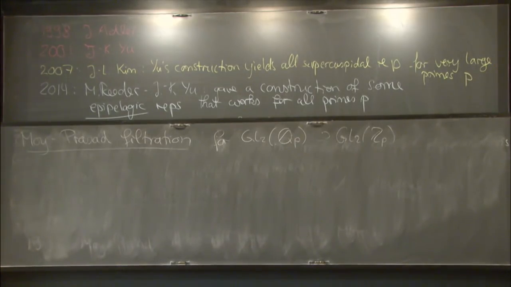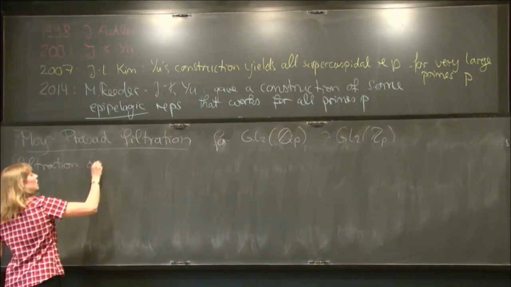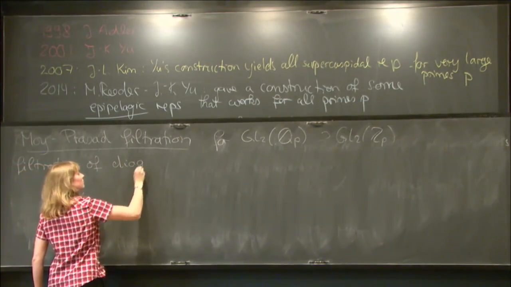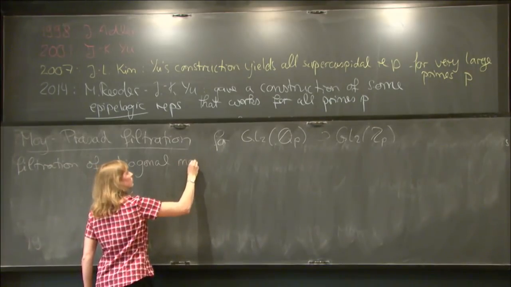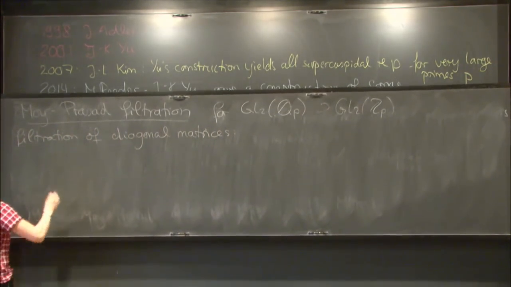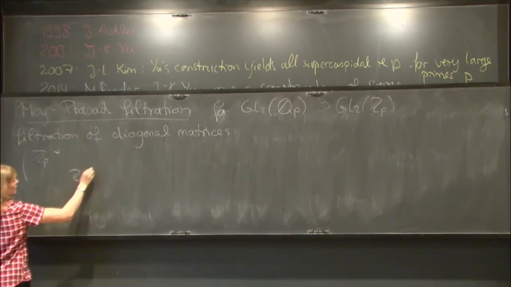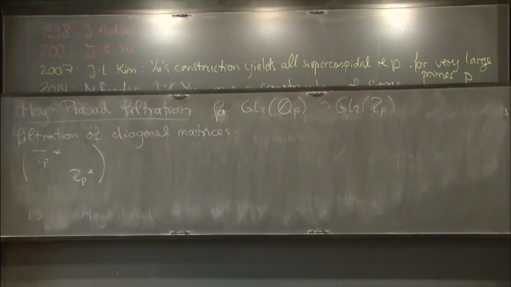All right, so how do we do this? We do it by dividing the group into parts. We look at diagonal matrices and upper triangular and lower triangular matrices, and then at the end we put everything together. So we should start with the filtration of diagonal matrices. All right, what are the diagonal matrices? They look like Z_p star, Z_p star. So the invertible elements in Z_p on the diagonal.